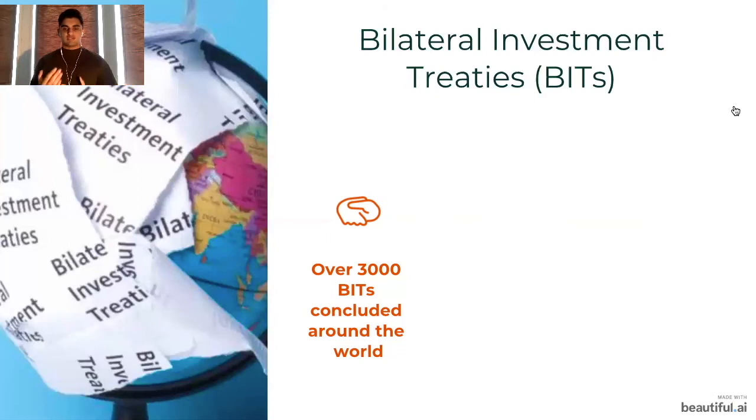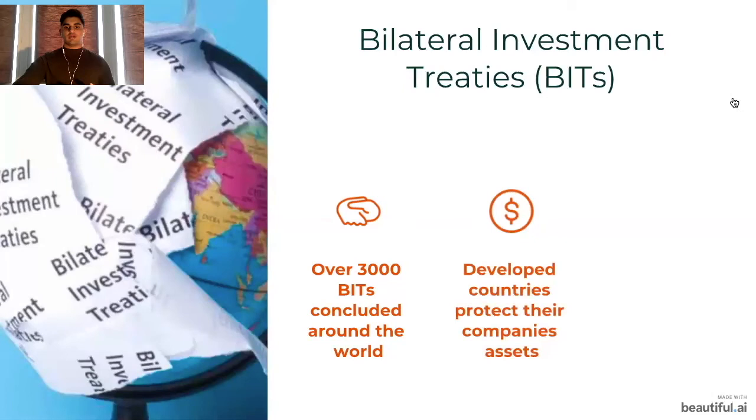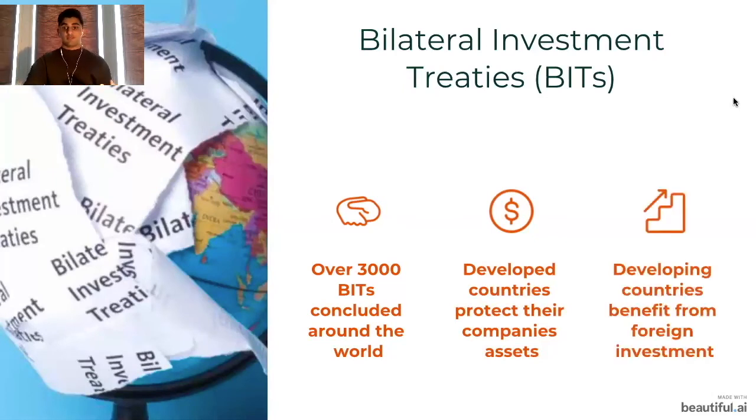It's almost like a contract that these countries have entered into. The trade-off in this contract is that developed countries protect their companies' assets, and the developing countries benefit from foreign investment. That's the trade-off, and that's how foreign direct investment is protected. That's how the wheel of international trade and international investment keeps spinning, and you can create jobs and prosperity and growth in an idealized world.